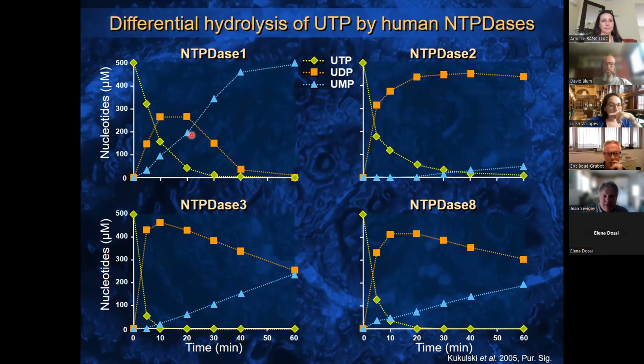The difference is that UDP is not as efficient an agonist, as efficient a substrate, as ADP. So UDP is hydrolyzed, but a little bit slower compared to ADP. So that could suggest that the P2Y6 receptor that is activated by UDP could be transiently activated by some of these NTPDases, but would be directly activated with the help of NTPDase2. So that's what these results suggest from the biochemical and enzymatic point of view.